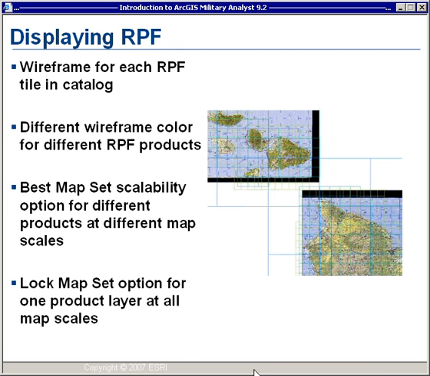The lock map set option allows you to choose one RPF product to display at all scales. So if you choose to lock in your joint operation graphics, for example, it won't matter what scale you set your map to or how much you zoom in or zoom out, it will only display that RPF data set.